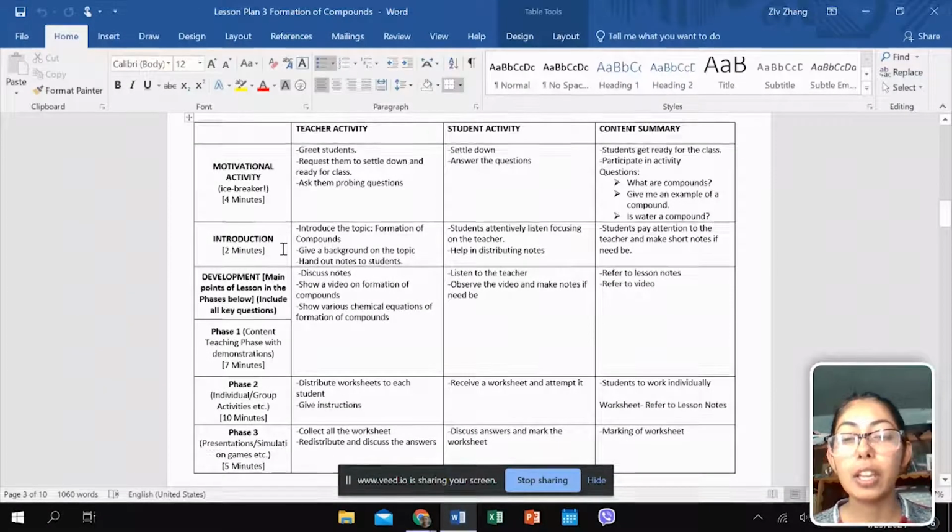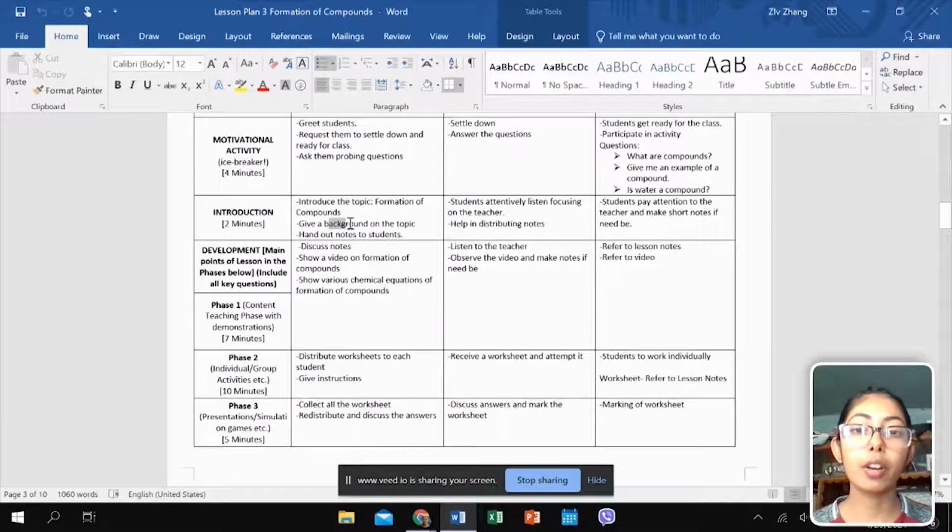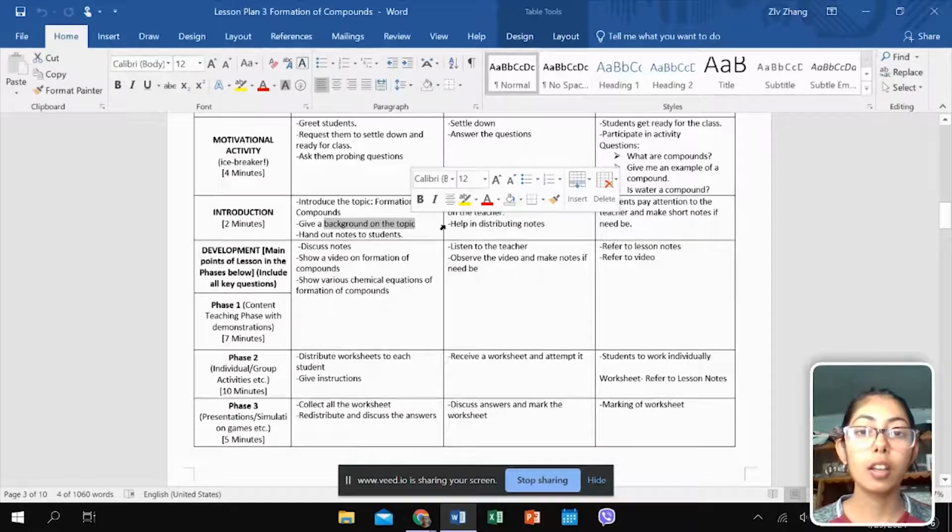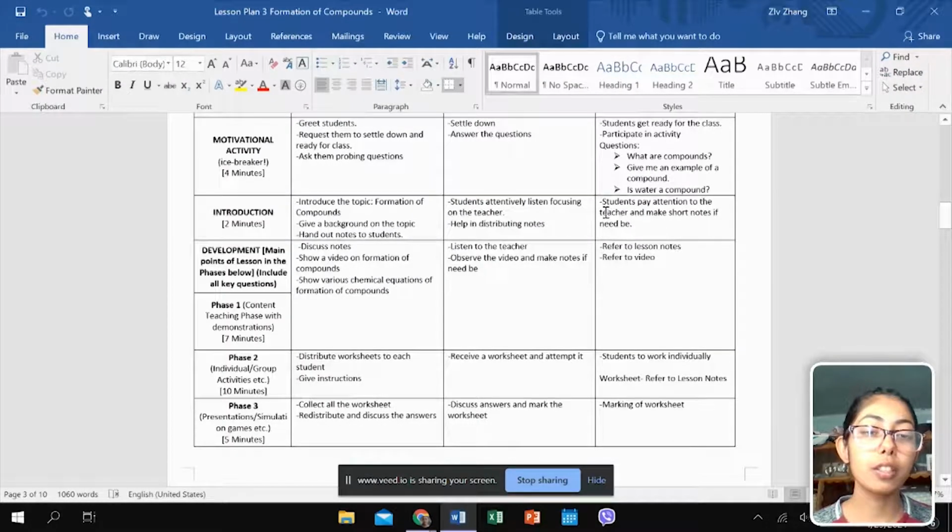Moving on, my introduction, I will introduce the topic, that is the formation of compounds, and give a little bit of background on the topic. After that, I'll hand out the student notes. When I talk about the background of the topic, the students can either write down the notes on the handout that I would give them or just listen attentively.